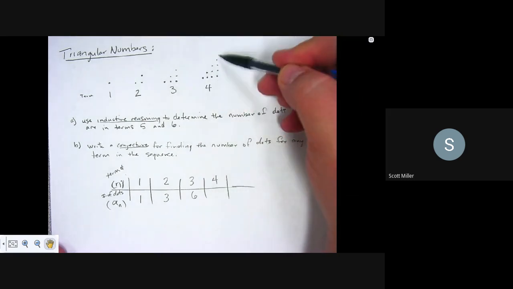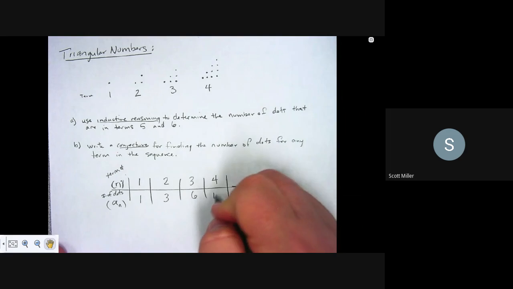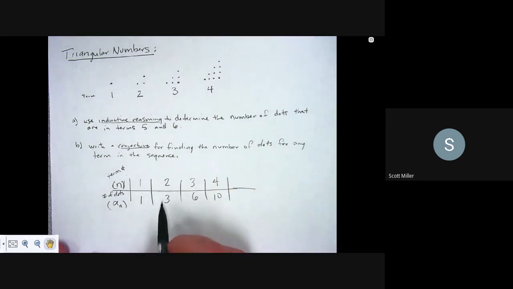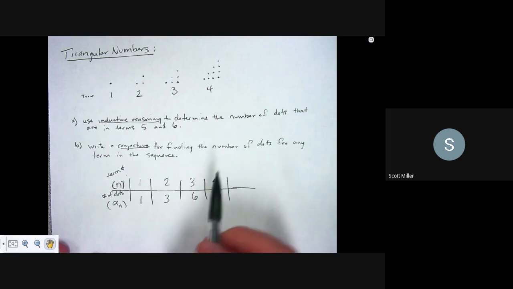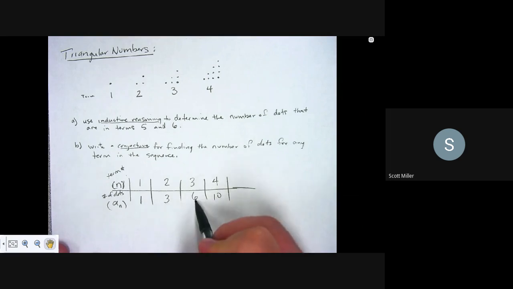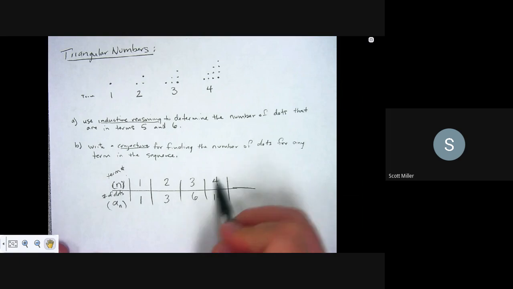And then for term 4, if you look at it, those dots right there are sitting right there, so we're just literally adding 4 again. This is the pattern we're noticing. I can say, to get to the next one, just add the previous one, right? So 1 plus 2 is 3, 3 plus 3 is 6, 6 plus 4 is 10. So the previous answer plus the next term gives me the next number.